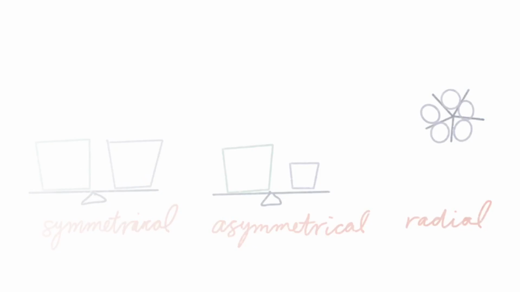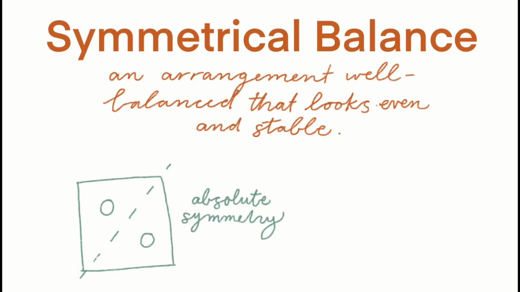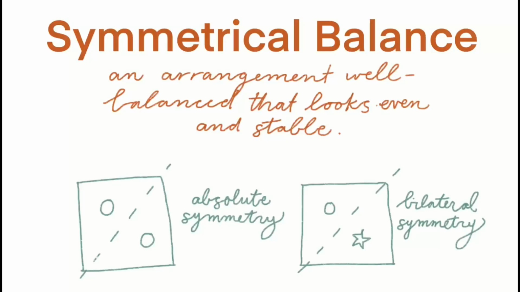A symmetrical balance is a well-balanced arrangement that looks even and stable. When one side of an artwork mirrors the other, it has absolute symmetry. When the symmetrical balance is not exact, it is called bilateral symmetry.